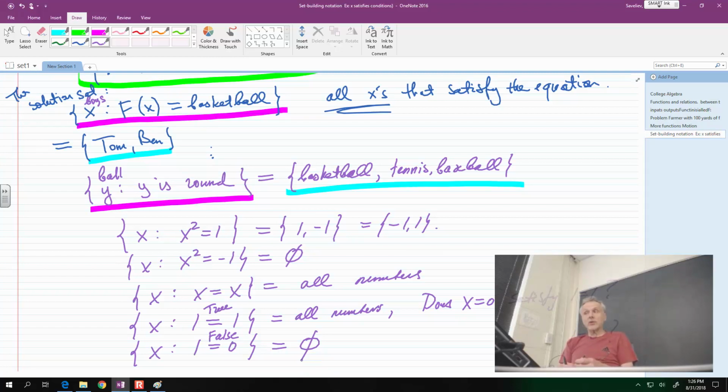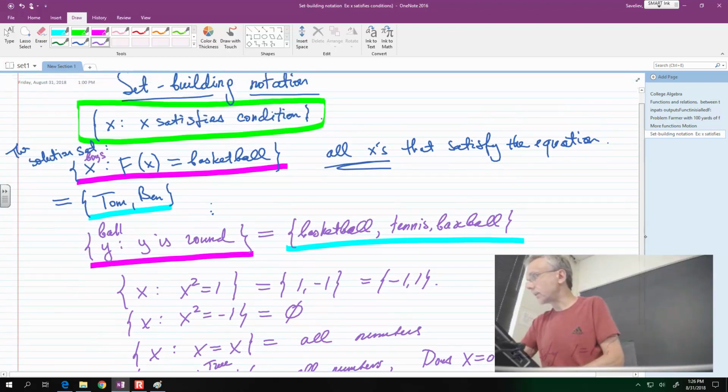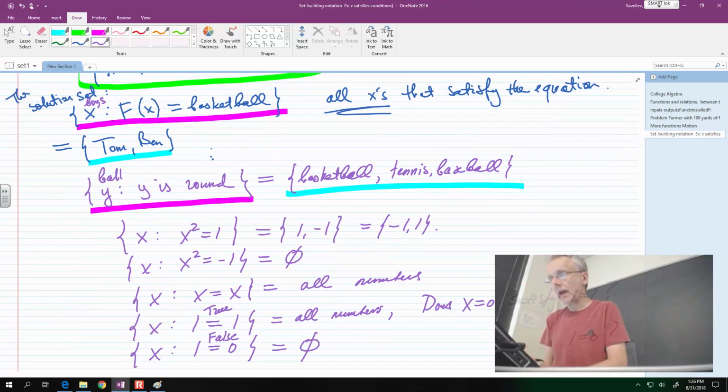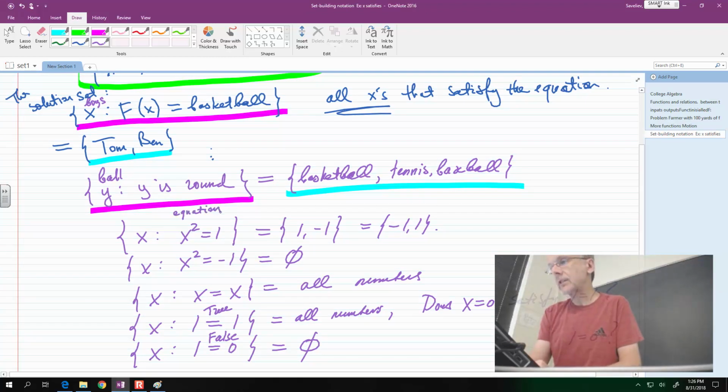So it's possible that you have all numbers. It's possible that you have none. And between all and none, there are infinitely many possibilities as well. Okay, so that is our set building notation and what can happen to it with equations. This is in particular where set building notation uses equations as the condition.